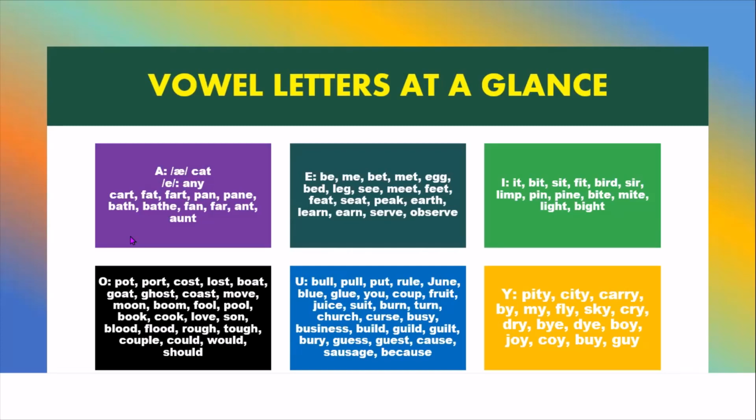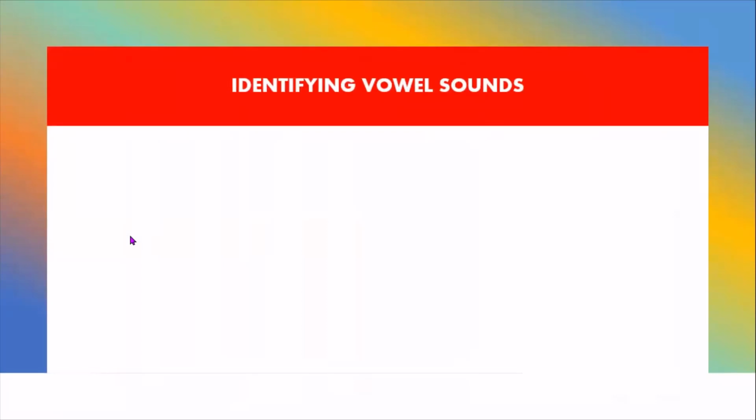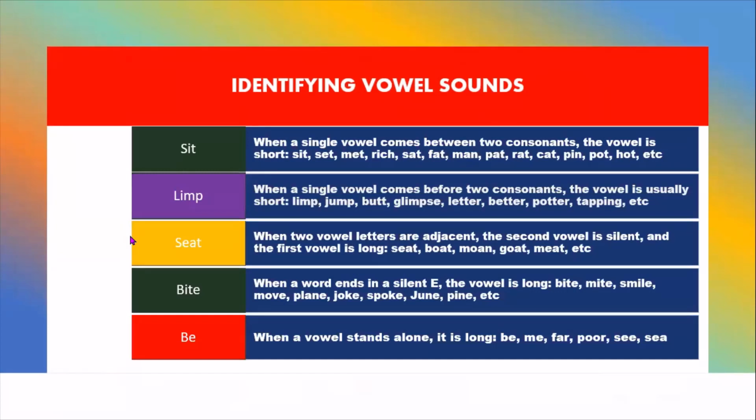Let's begin by first learning how to identify vowel sounds. To identify the sounds represented by each vowel letter, you need to know a few phonetic rules. For example, when a single vowel comes between two consonants, the vowel is short, as you have in sit. Other examples are set, met, reach, sat, pat, man, rat, cat, pin, pot, hot, etc.